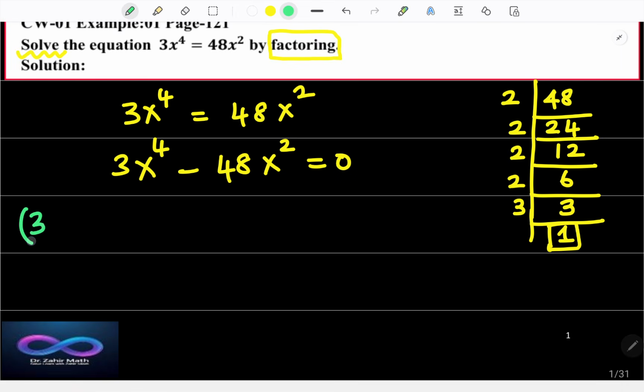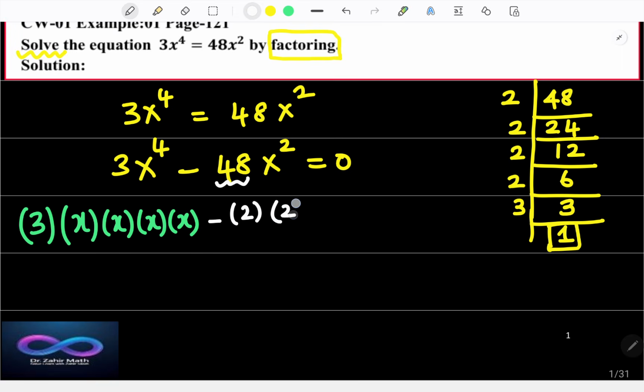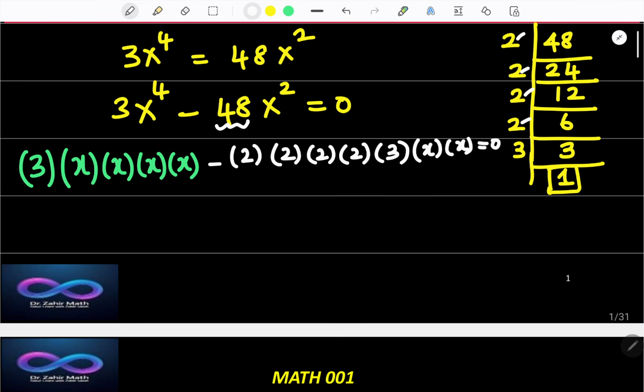Now what I'm going to do, just listen. 3x power 4 I'm writing as 3, x, x, x and then x. Clear? And then minus this 48, I'm writing this as 2, 2, 2, 2 and then 3. 1, 2, 3, 4. Count carefully. And then this x square, I'm writing x, x equal to 0. Clear everybody? Right. Now I'm going to take amal mushtarak. Amal mushtarak means common term. It's an Arabic word.